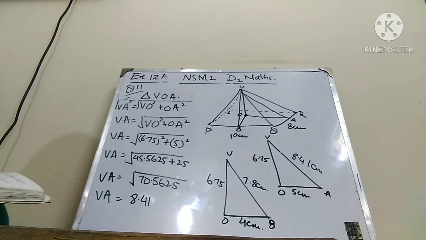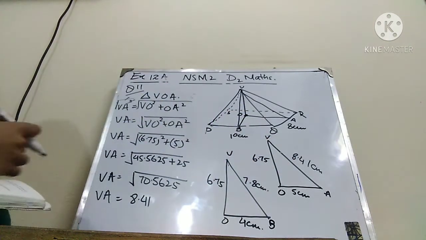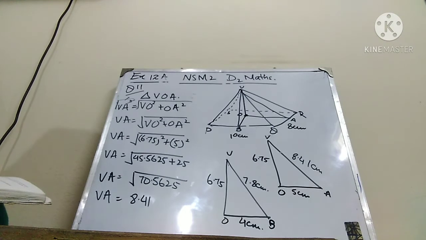Alright, so now I have found these heights. Now I am going to find out the areas of all the sides, the areas of the triangles.